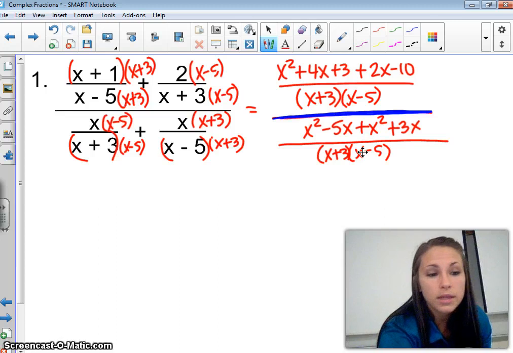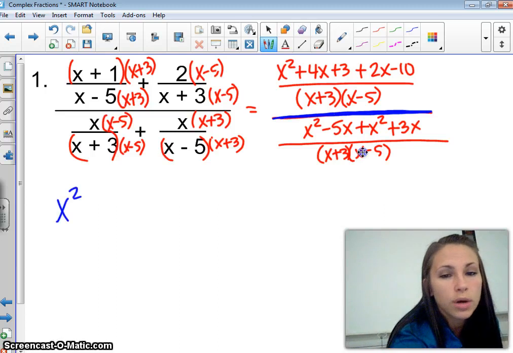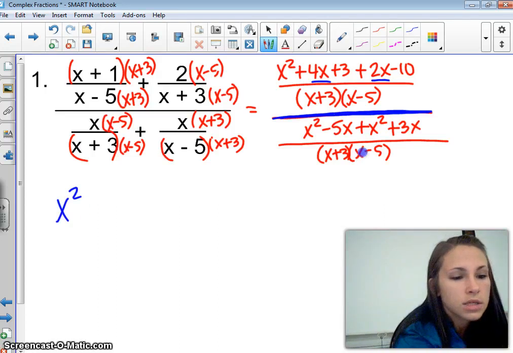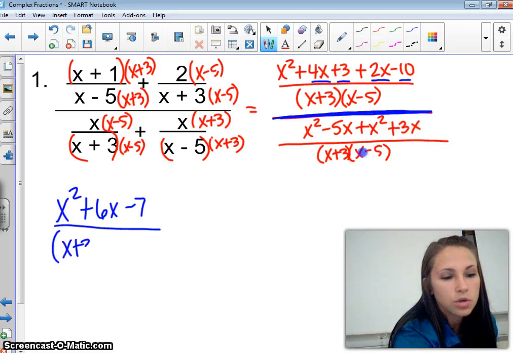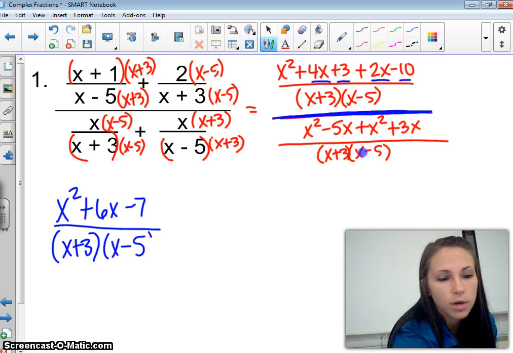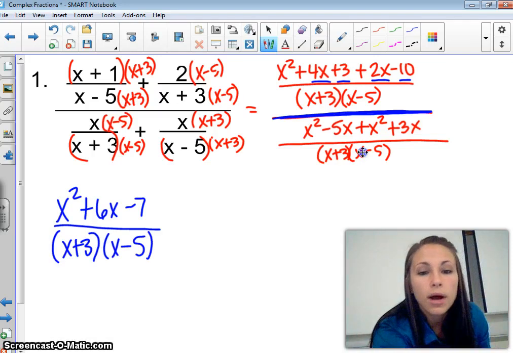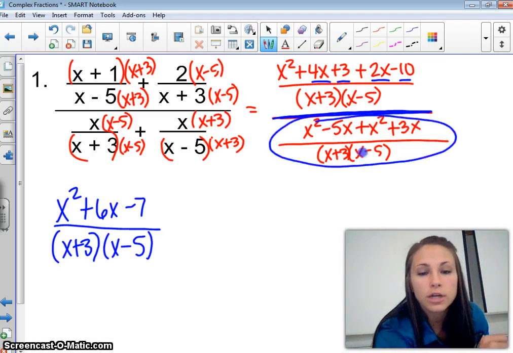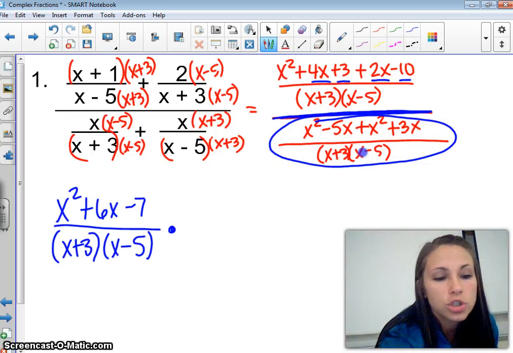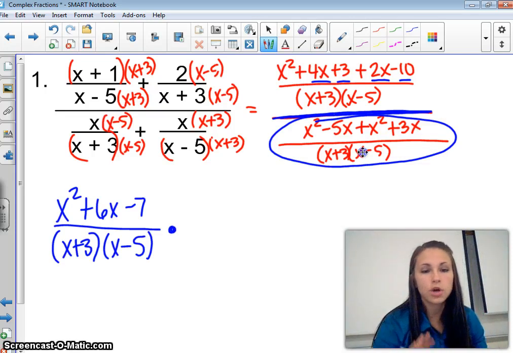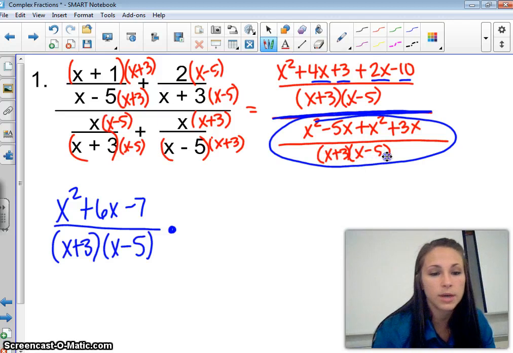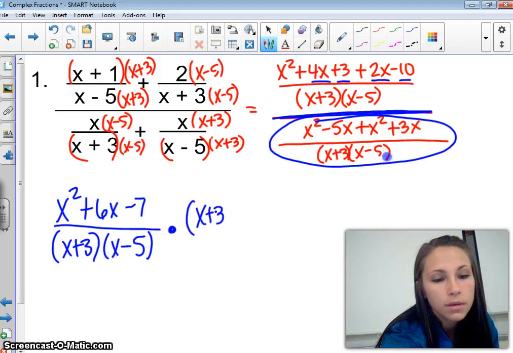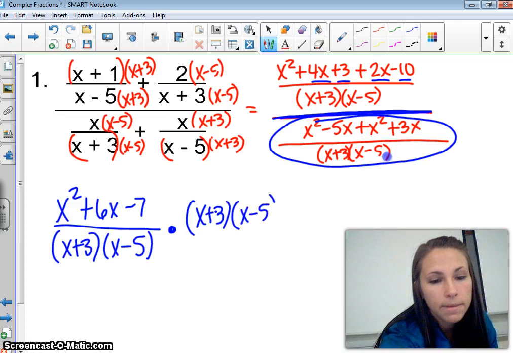If we combine like terms in the top, that's going to give me x squared plus 6x. 3 minus 10 is just a negative 7. And that's over my x plus 3, x minus 5. Remember, I'm just showing you the step this time. Now, I'm going to flip this bottom fraction. And when I do, the sign changes to multiply right there. And since I flipped it, the x plus 3 and x minus 5 are going to go here.